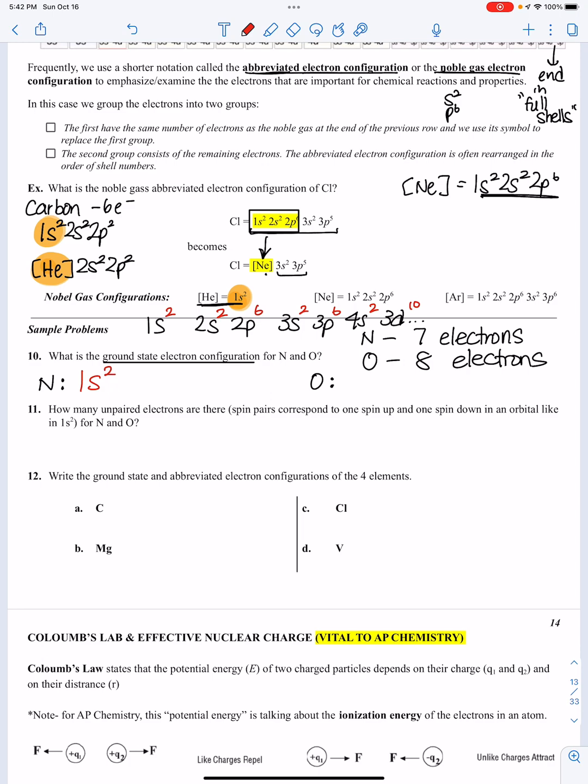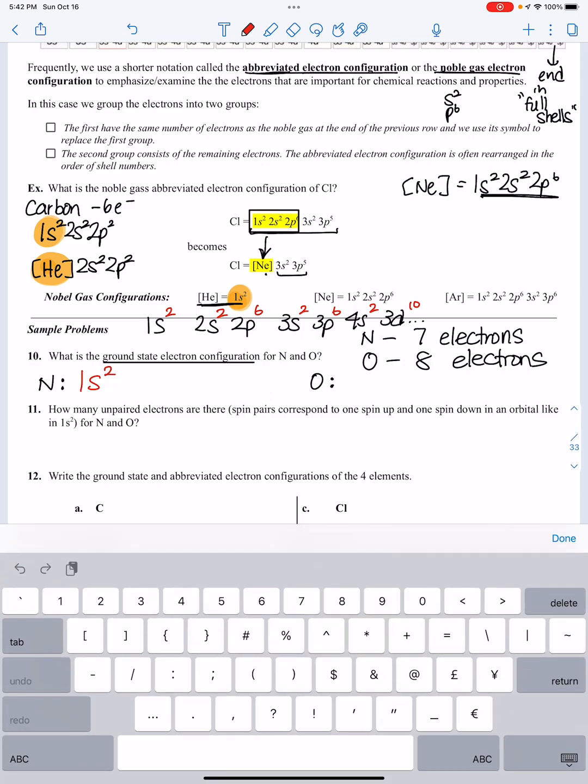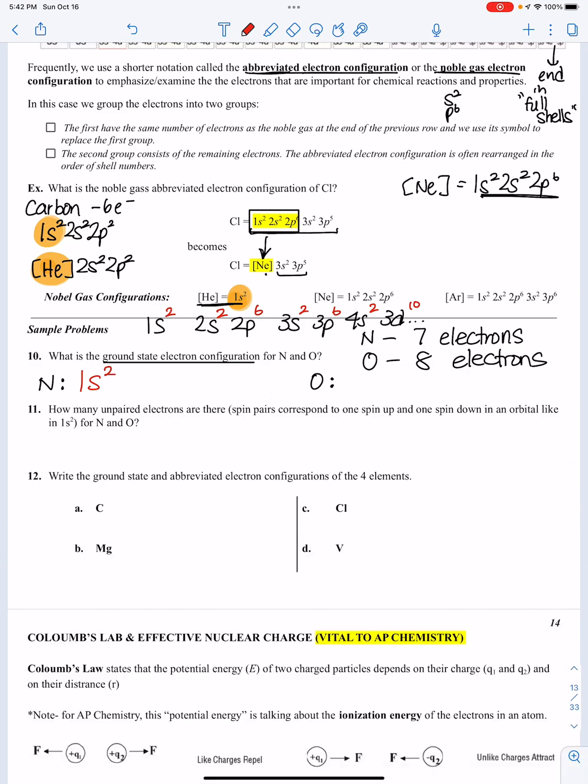1s2. That is 2 of the 7 electrons. I have 5 left. I'll do the next one. 2s2. That's 4 of the 7 electrons. I have 3 left. 2p3. Done.